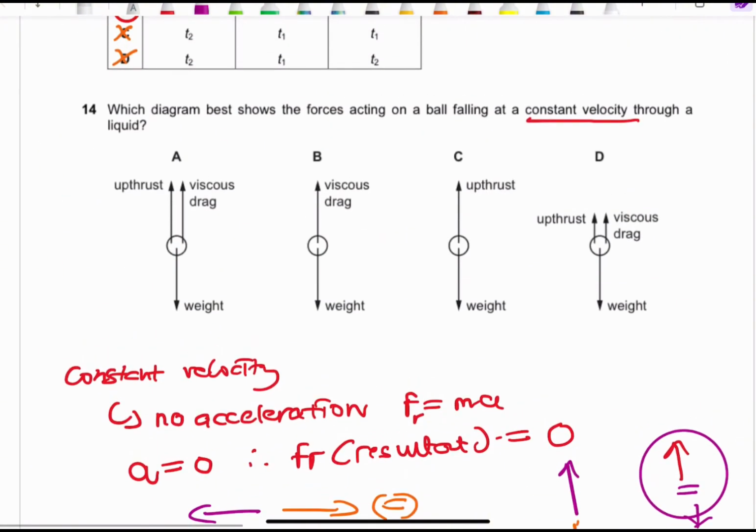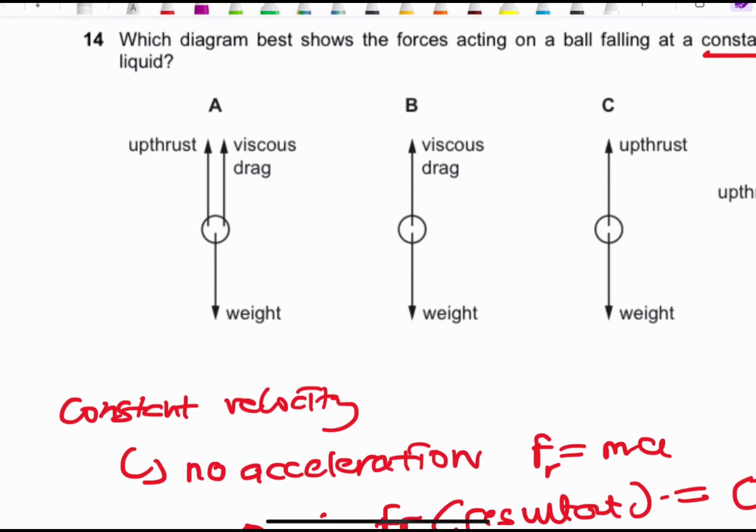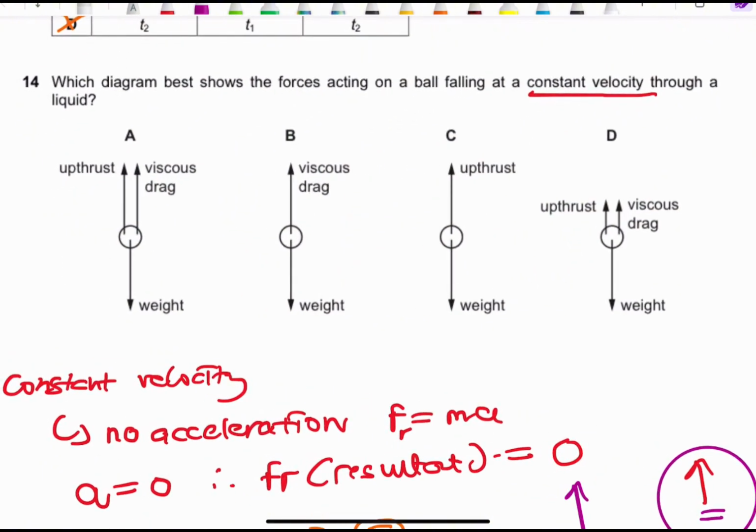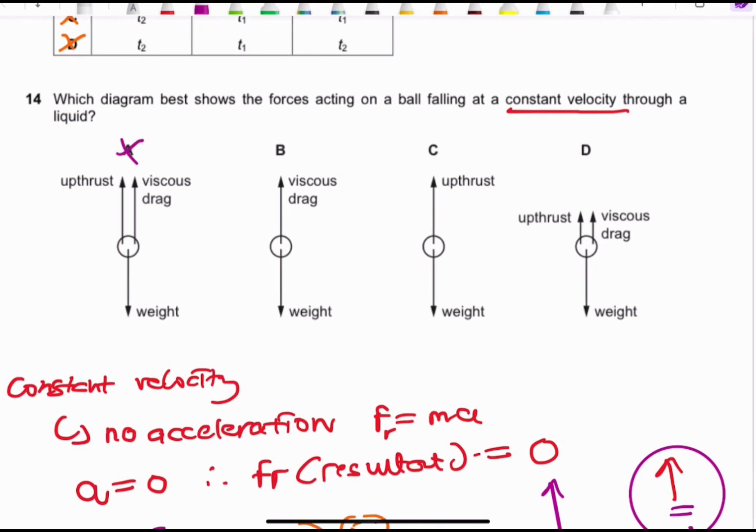So if we look at A and B, look at these guys. The upthrust is way bigger because as a ball falls, drag force will act up because it's like air resistance. As it falls down, drag force acts up. But drag force and upthrust combined cannot be more than the weight. That's not constant velocity. That's not equilibrium. It can't be B. The viscous drag and the weight, they cannot be equal alone because upthrust has to act.